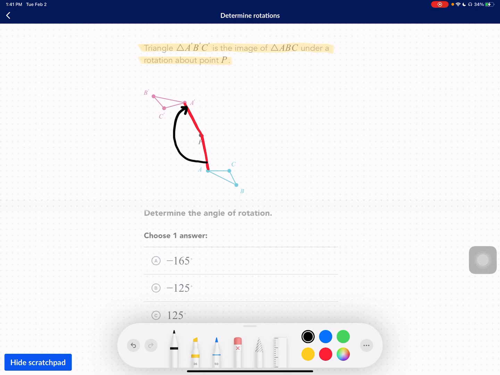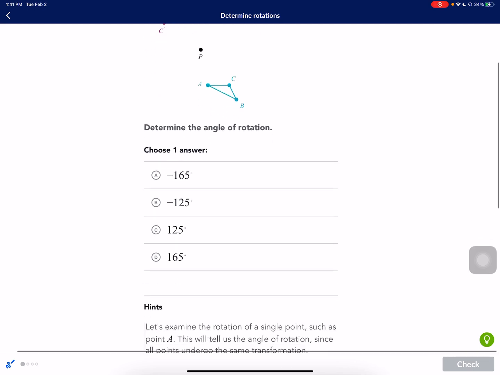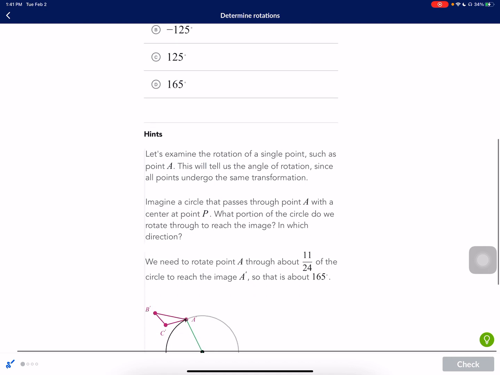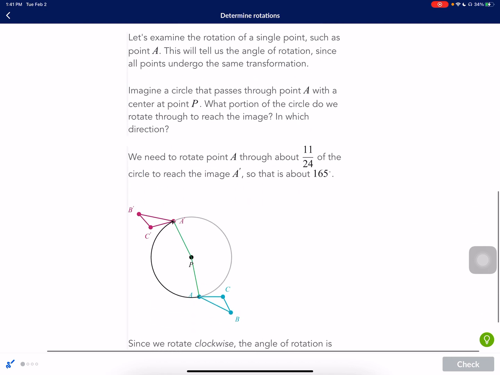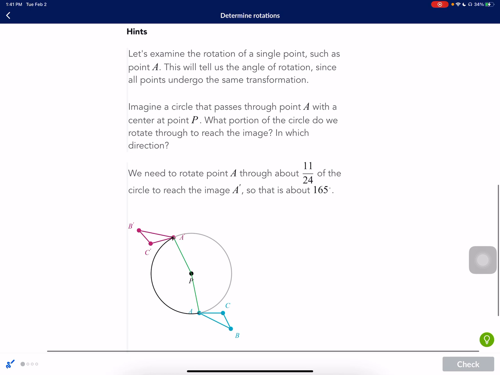All right, so now let's look at all of our answer choices. We see that we have negatives and positives here. So let's look at their hints and see how they describe the positives versus negatives. First, this is what they did here. They're asking what portion of the circle we rotate through to reach the image. The image is the A prime, B prime, C prime.